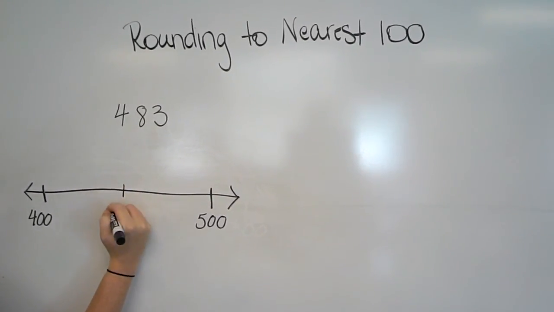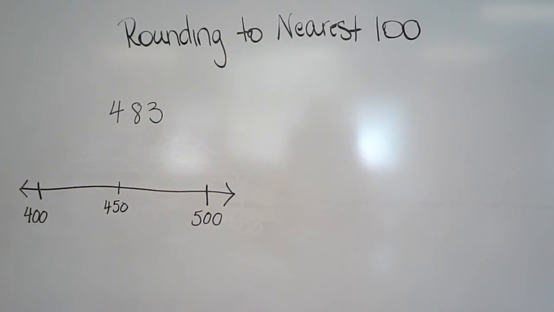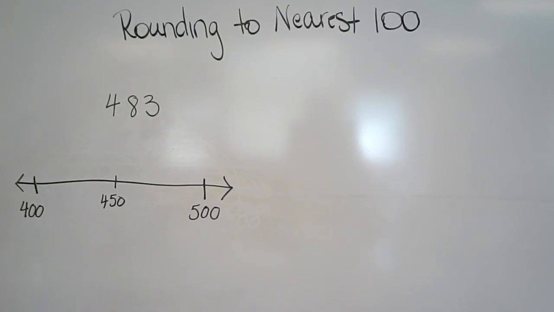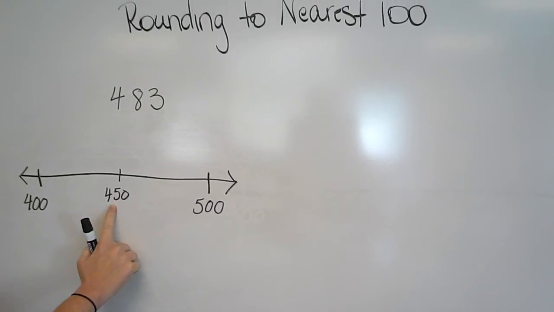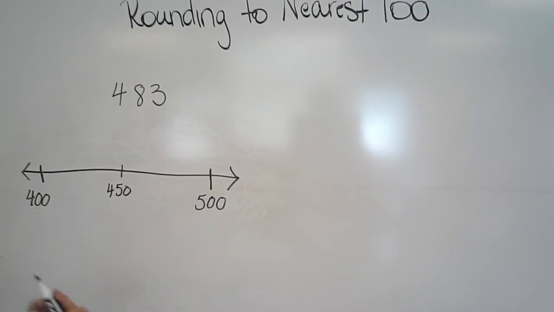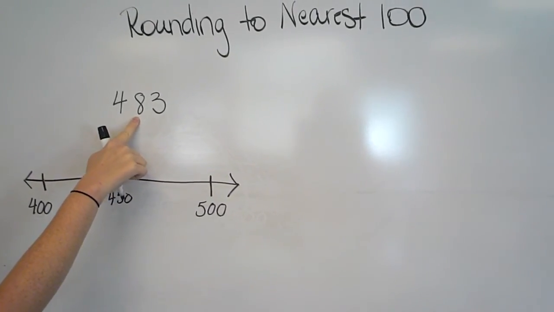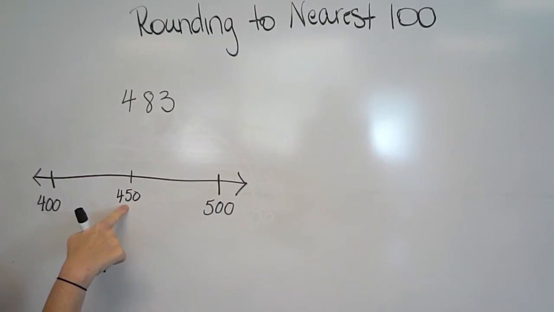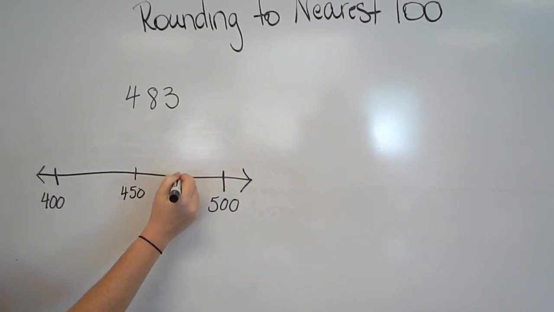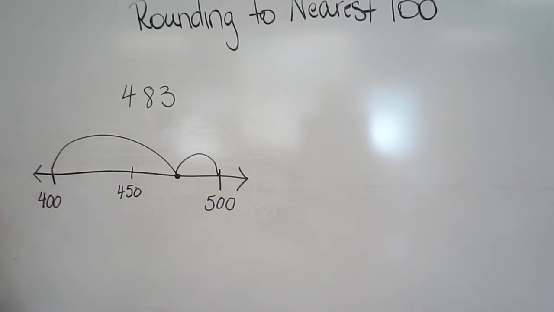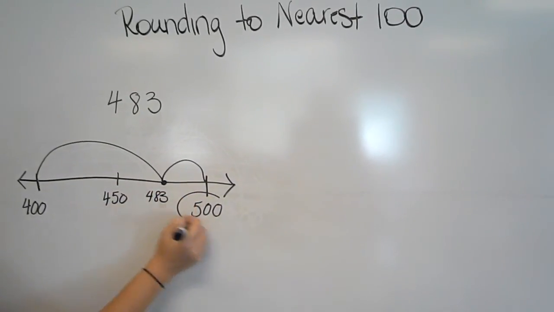Good. You know 450 is halfway between 400 and 500. And if I count by tens, 410, 420, 430, 440, 450, 460, 470, 480, 490. I know I was in between 480 and 490, so that's after 450. So I know if I'm past 450, I'm a lot closer to 500 than I am to 400. So 483 rounds to 500.